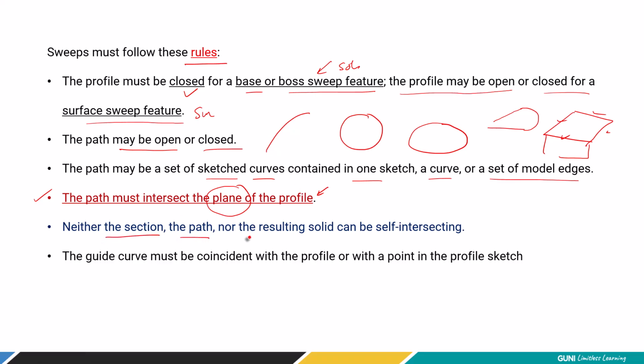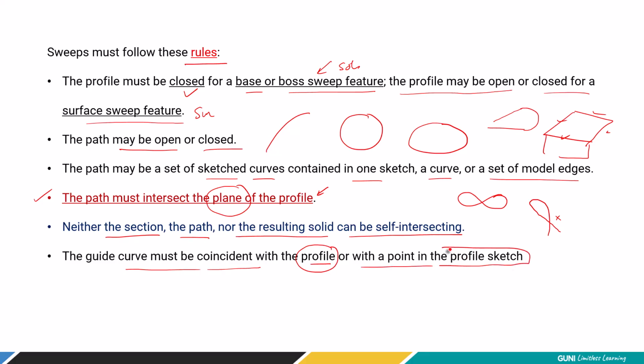Neither the section, the path, nor the resulting solid can be self-intersecting. For example, you cannot use a path like this because it is intersecting. Even if you create a sweep feature and it is just crossing its own body, then it is also not allowed. Now the guide curve must be coincident with the profile. Remember, here it is very clearly written: coincident with the profile or with a point in the profile sketch. Otherwise, you cannot use the guide curve options. We'll see in detail what is the difference between the path and the guide curves.